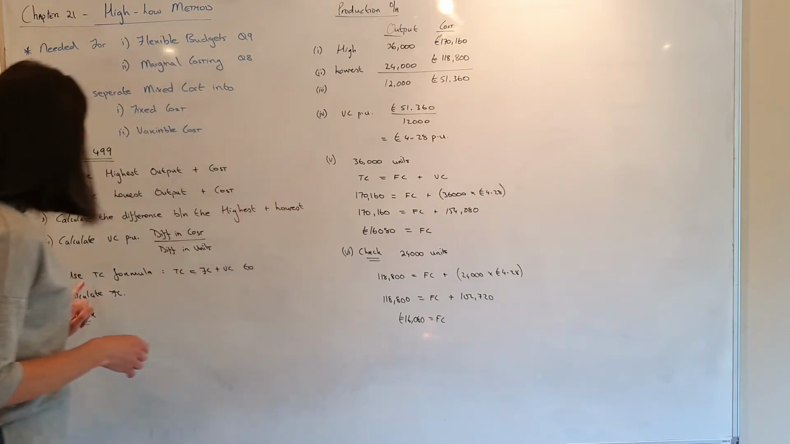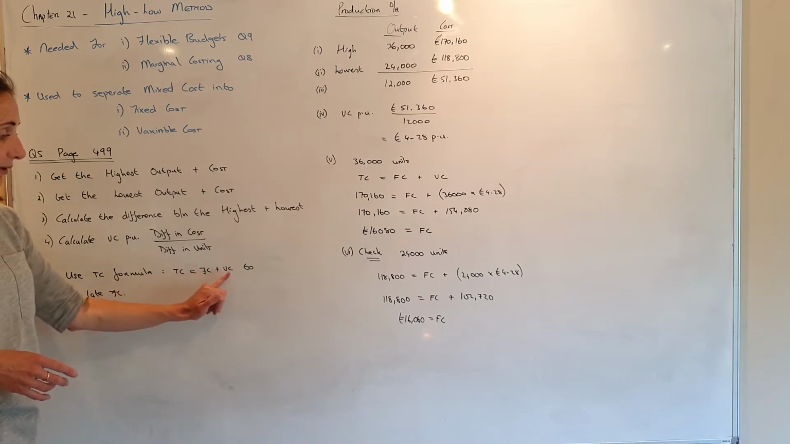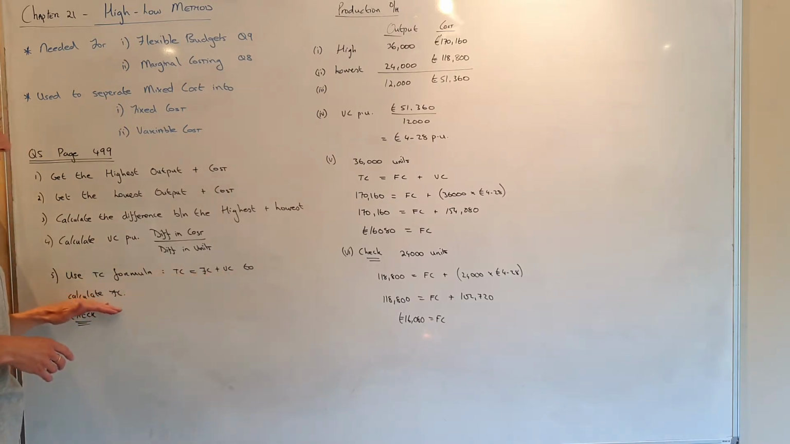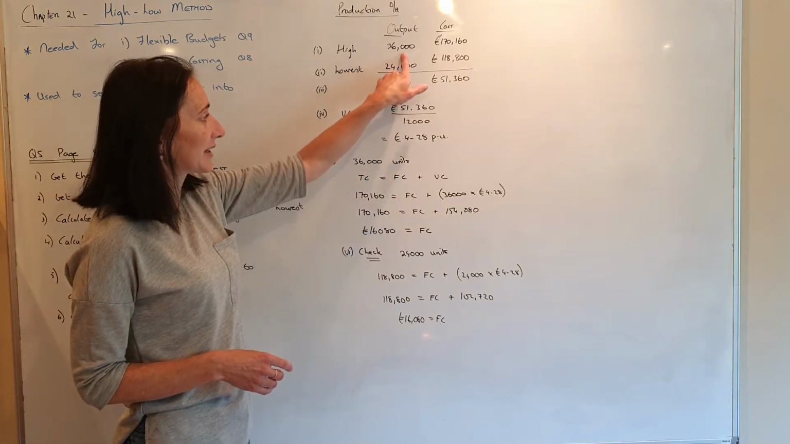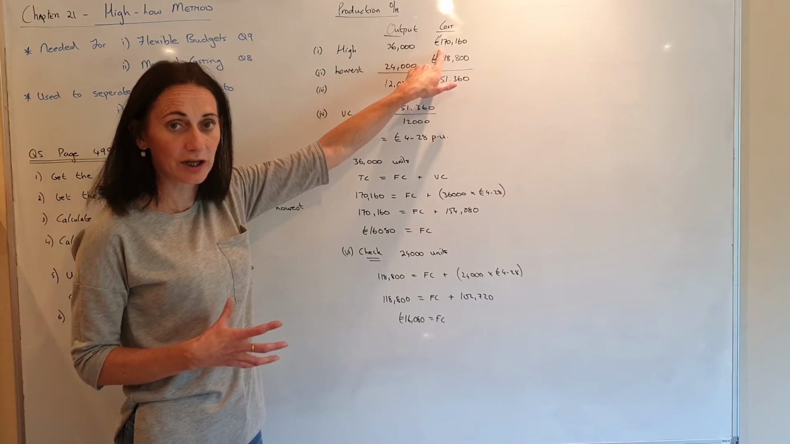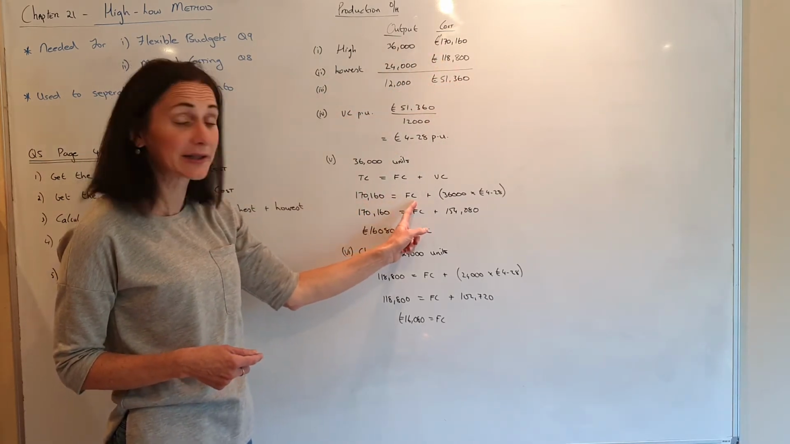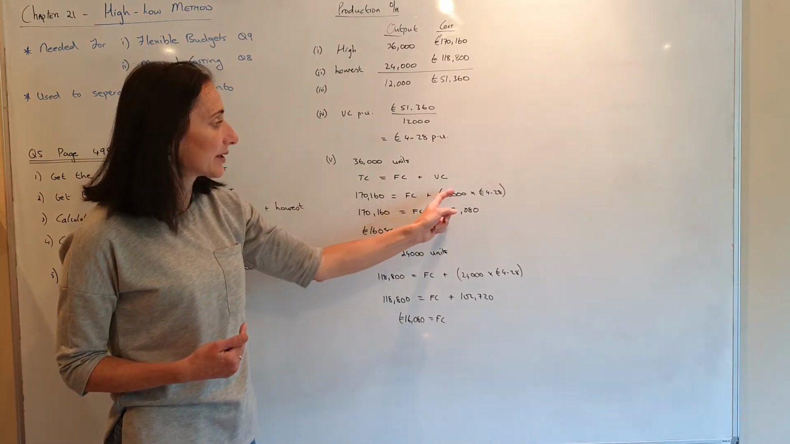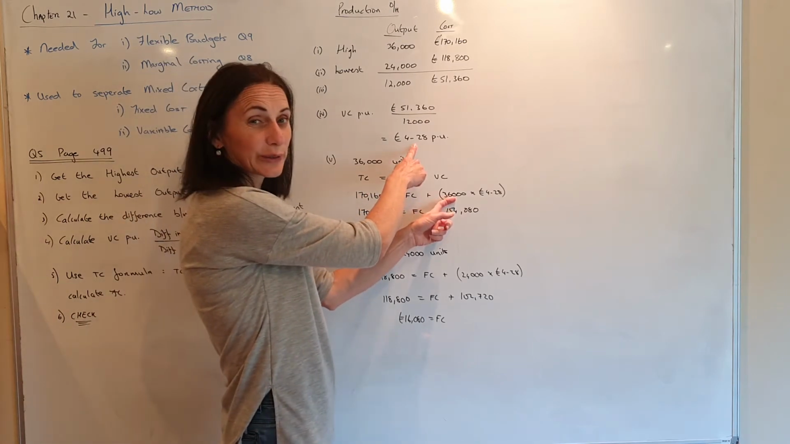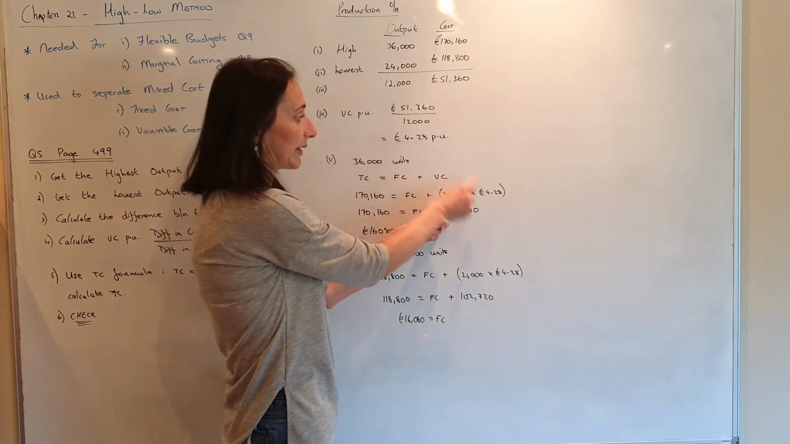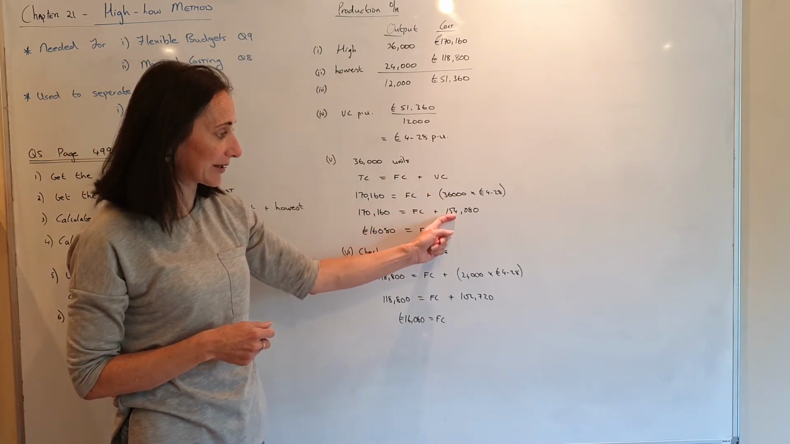Now step 5, use your total cost formula. Remember, your total cost is your fixed cost plus your variable cost to find out your fixed cost. So I'm going to do it for 36,000 units. Now for 36,000 units, I know that my total cost is 170,160. And I know that's made up of my fixed, which I don't know what it is, plus the variable. Now the variable, you've made 36,000 units and it costs 4.28 per unit. And this is coming from the answer here. So that means my variable costs are 154,080.